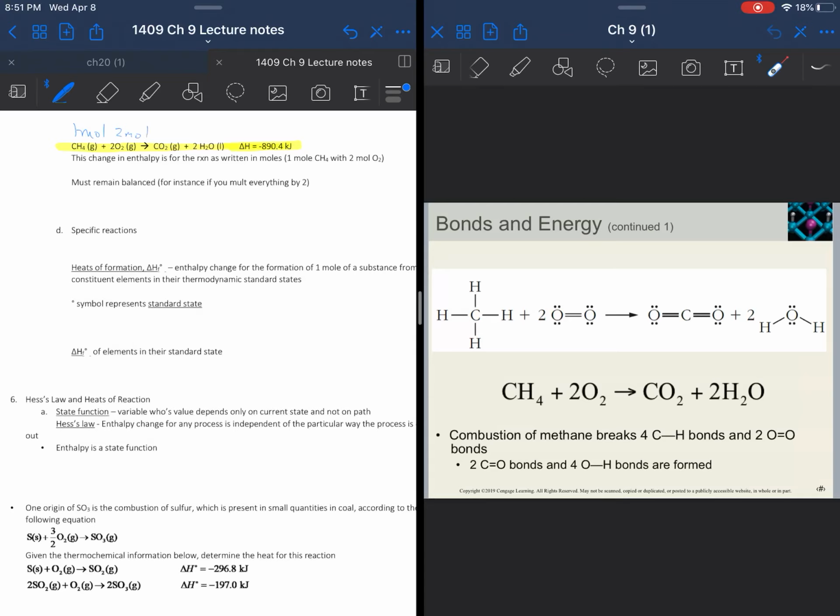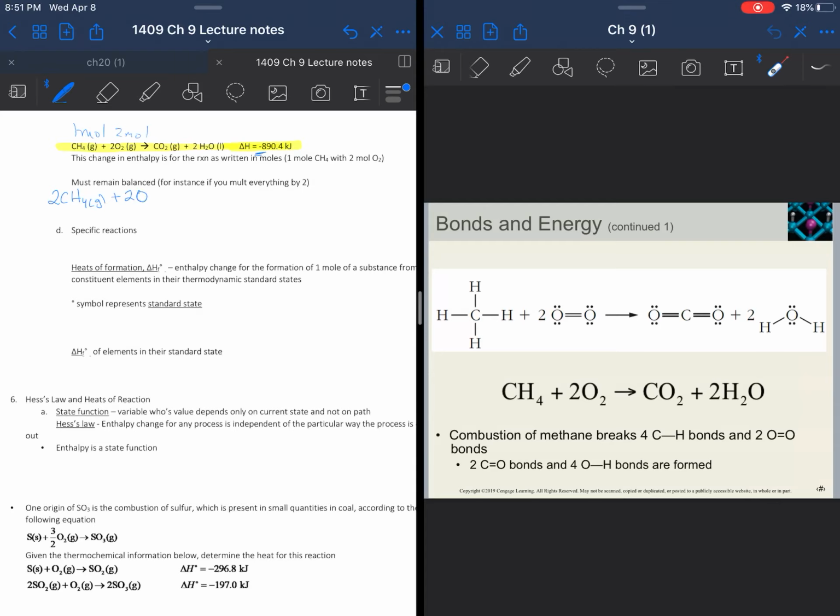And it's important that you recognize that it's balanced, because what this is telling you is that when 1 mole of methane reacts with 2 moles of oxygen and makes 1 mole of CO2 and 2 moles of liquid water, this is the exact amount of energy that is released. Now, I know it's released because it's negative, right? So this is an exothermic reaction.